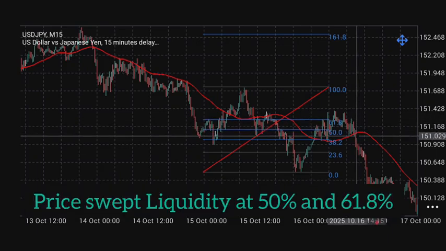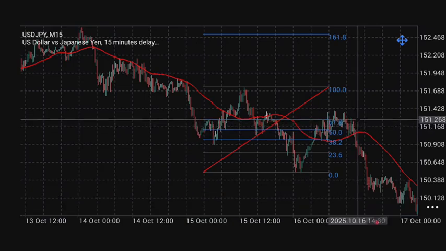Now the 50% level and the 61.8% level is where a lot of people wait to take their trades.